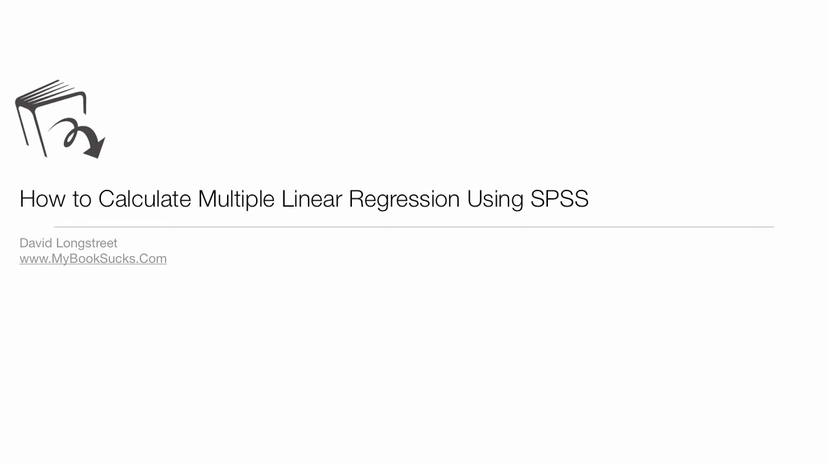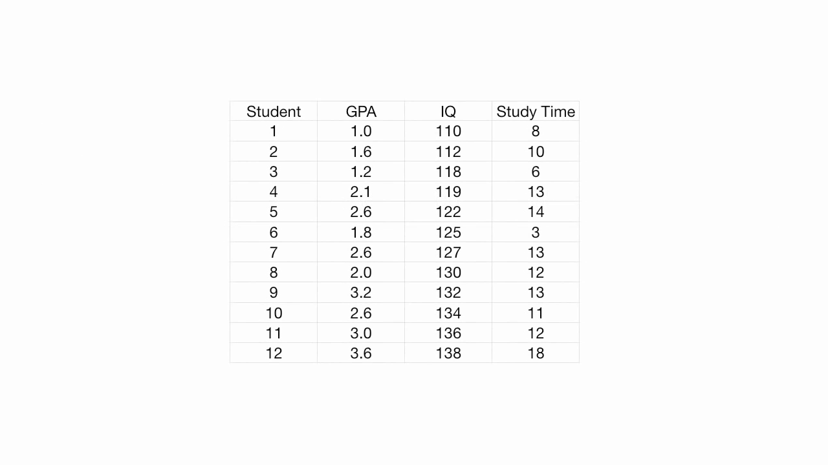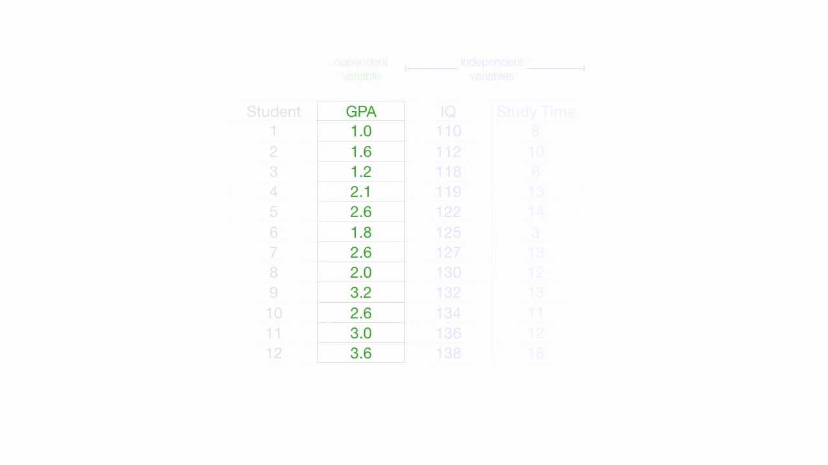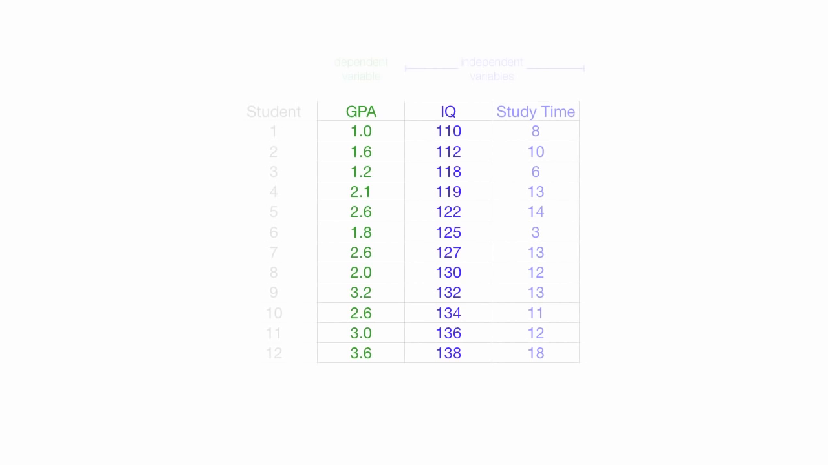In this tutorial, I'm going to show you how to calculate multiple linear regression using SPSS. I'm going to estimate GPA, and I'm going to have variables IQ and study time. These are going to be my dependent and independent variables. In the end, I want to know what GPA depends upon, and I'm going to look at two variables, IQ and study time, and try to understand how these two variables impact GPA.